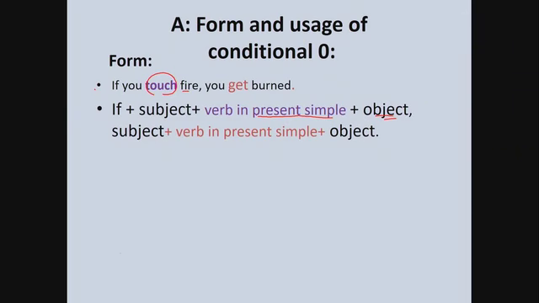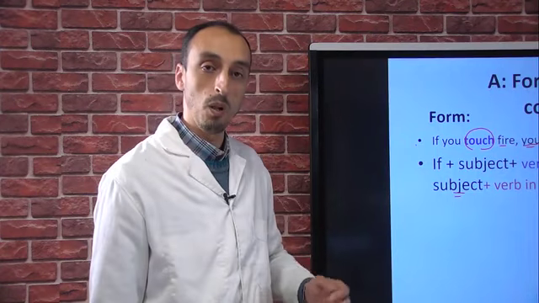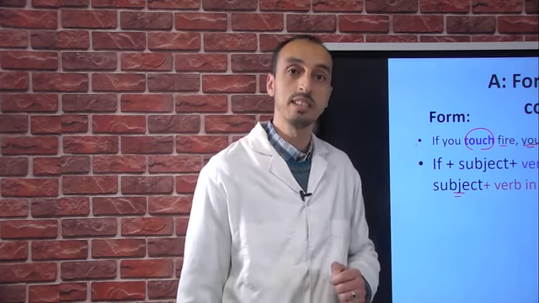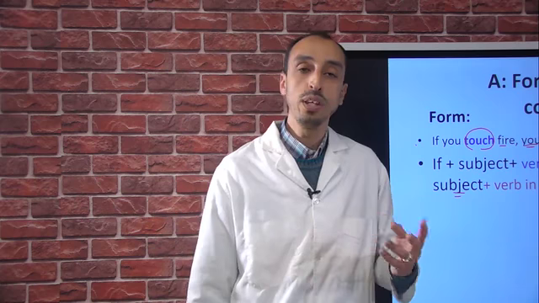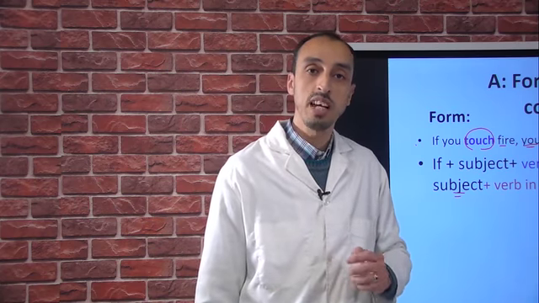After that, in the second part of the conditional, we start with the subject again. It's you. Here we have the same subject. Then the verb gets. It is again in the present simple. Then we finish our sentence with the object. When do we use conditional type 0?